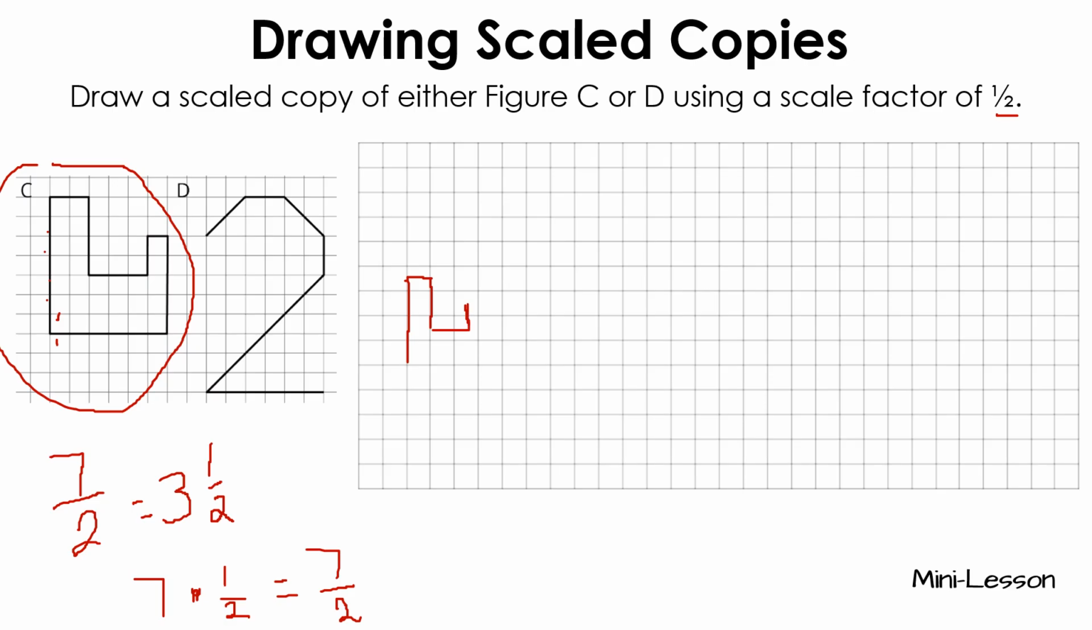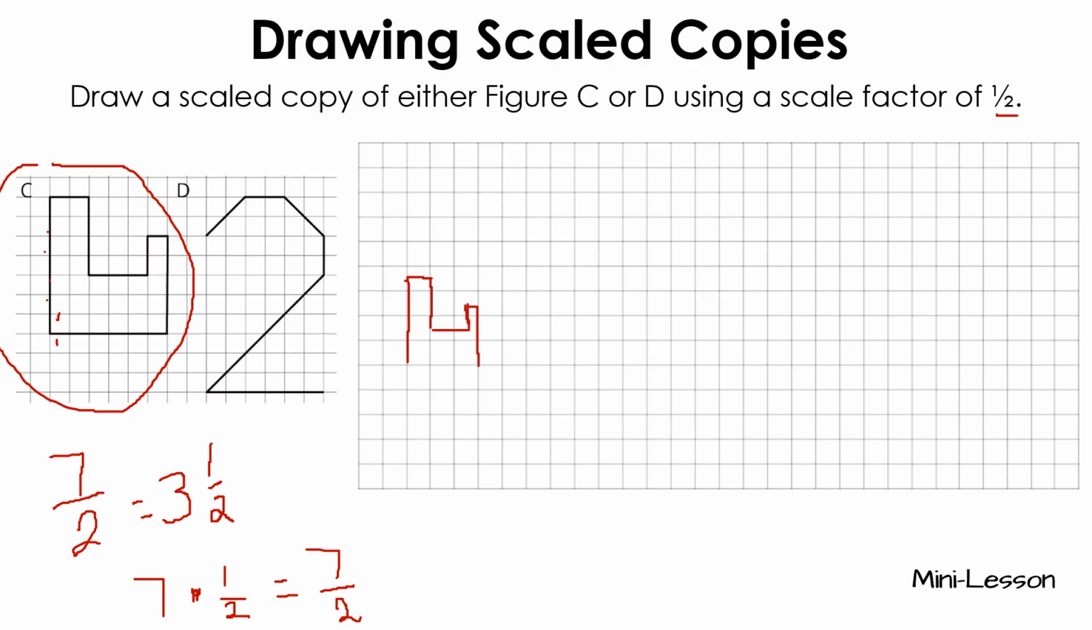Awesome. And now this piece here is 1, and 1 times 1/2 is 1/2. And this piece here, we have 1, 2, 3, 4, 5. And 5 times 1/2 is 2 and 1/2. We got 2 and 1/2.